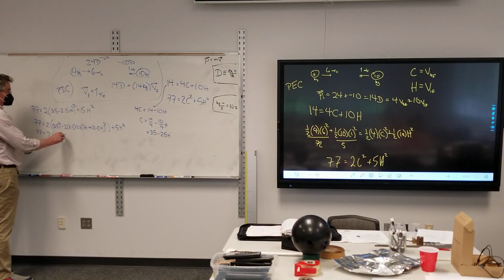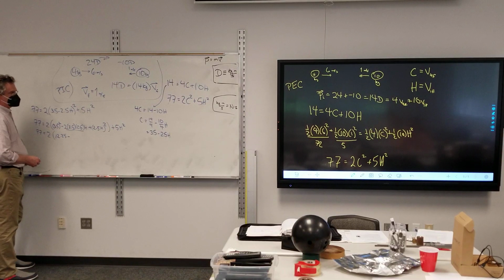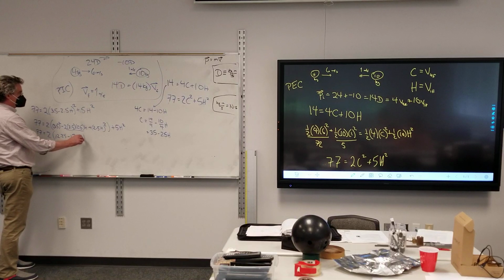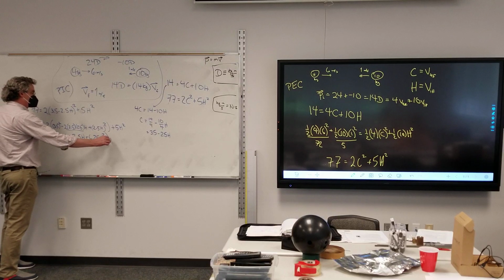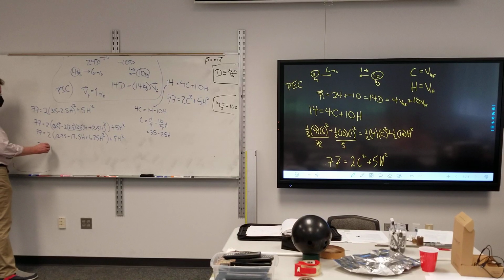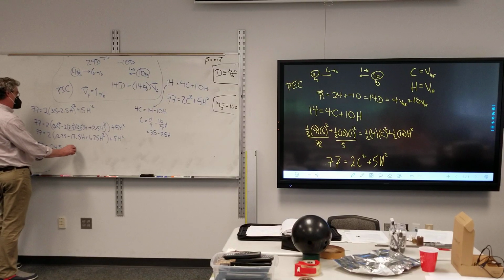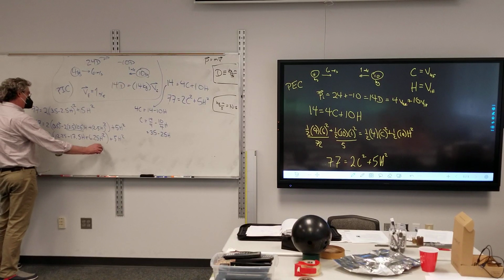The 12.25 minus 17.5h plus 6.25h squared plus 5h squared. Distribute the two, so I got 77 is equal to, that becomes 24.5 minus 35h plus 12.5h squared plus 5h squared.